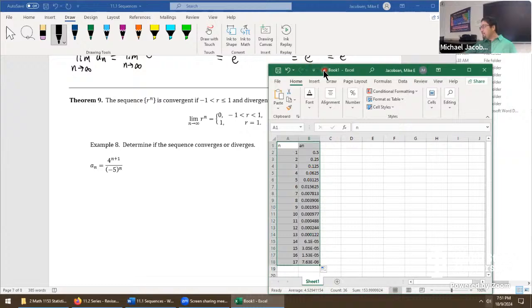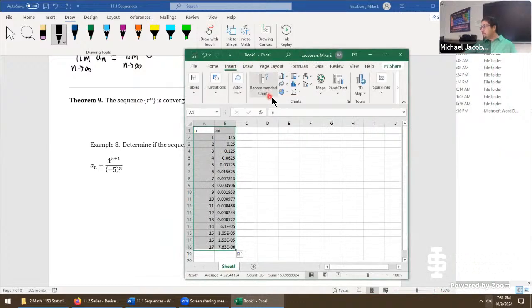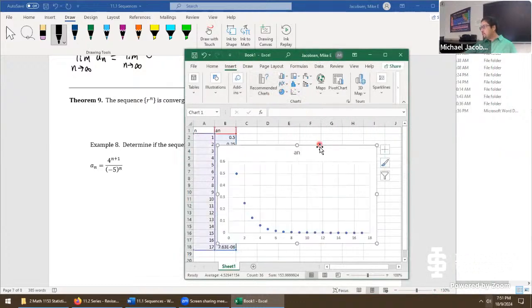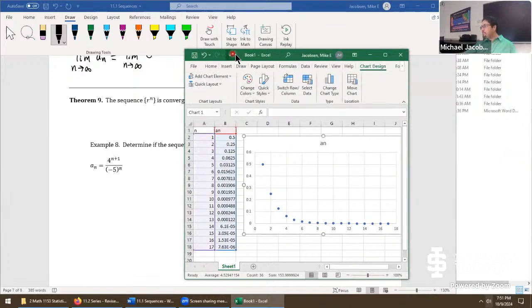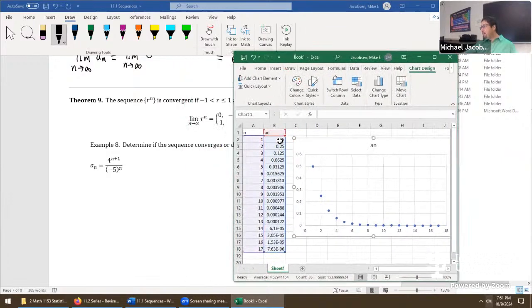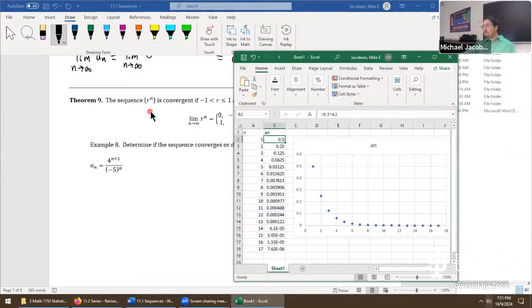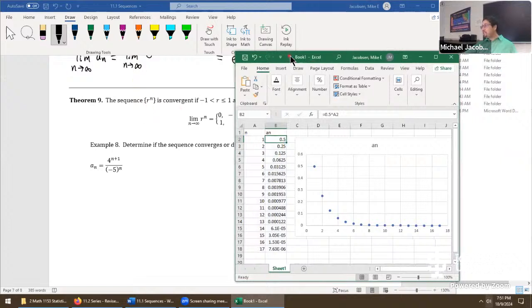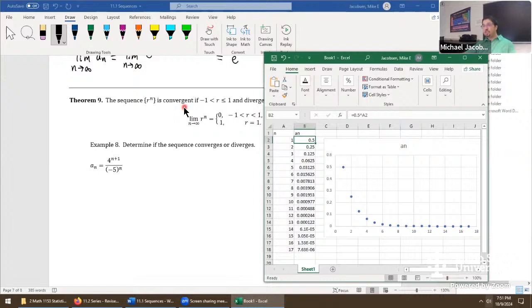Let's see if we can visualize that one real quick. So it becomes a clearly very, very convergent sequence. However, let's take a look at this theorem. It says it's convergent when you're in this range, and that's not a typo. It's kind of funny how it's unbalanced, right? What goes wrong at -1?